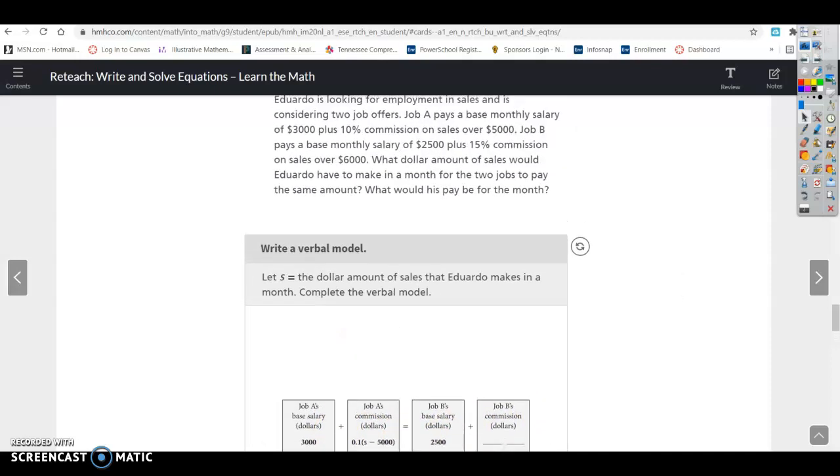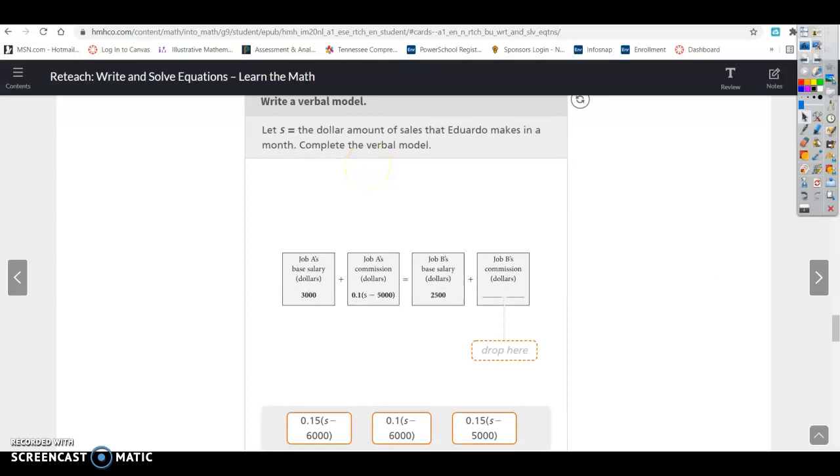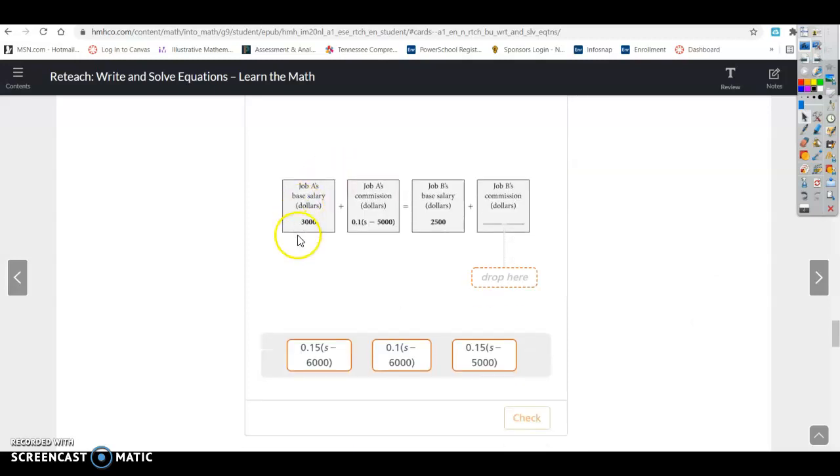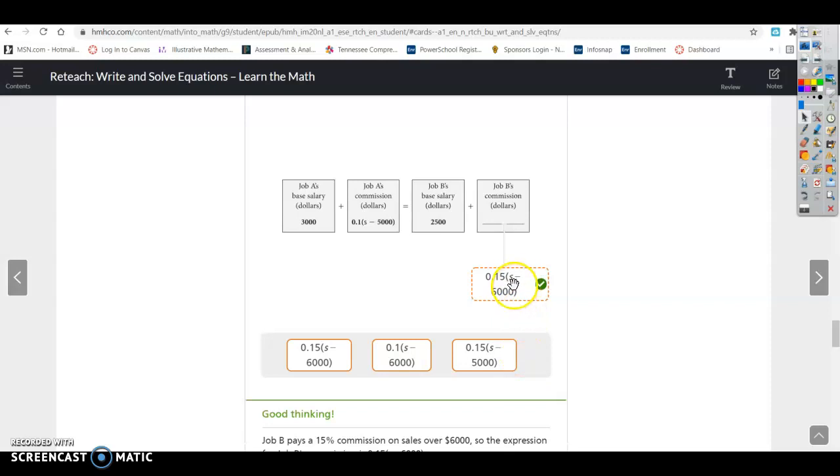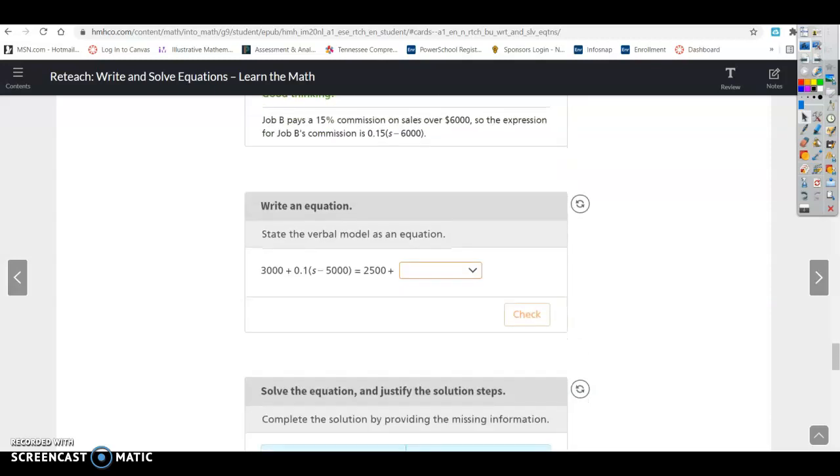So the base salary, you can see, is $2,500. And then 15% over $6,000. So we need the expression that represents 15% of sales over $6,000. Now remember, 15% written as a decimal is 0.15. So that's why we have the 0.15. And then that's sales minus the $6,000 to represent the commission.